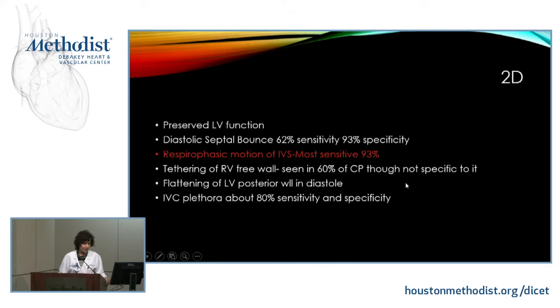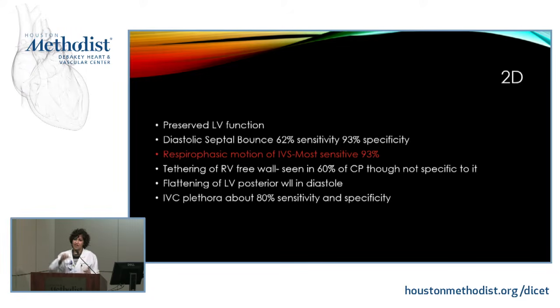Tethering of the RV free wall, flattening of the LV posterior wall in diastole, I missed my A, and IVC plethora. So why is there flattening of the LV posterior wall? You have to understand what is happening in constrictive physiology. In constrictive physiology, your mid to late diastolic flow is being limited. So early diastolic flow is excellent.